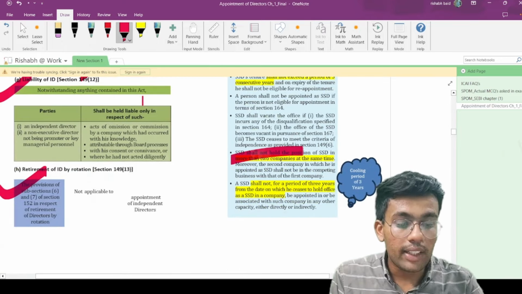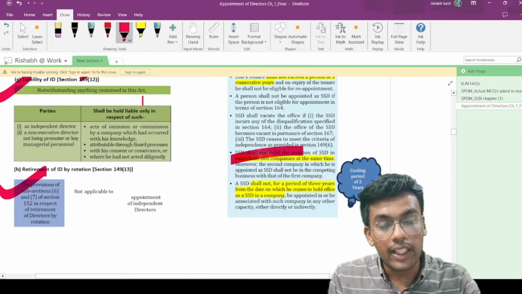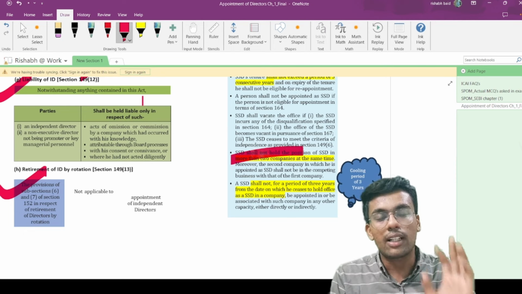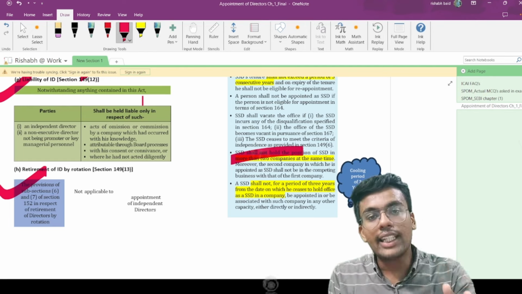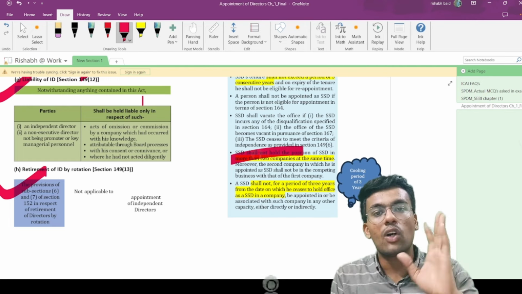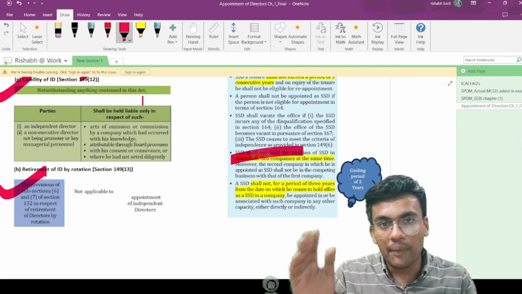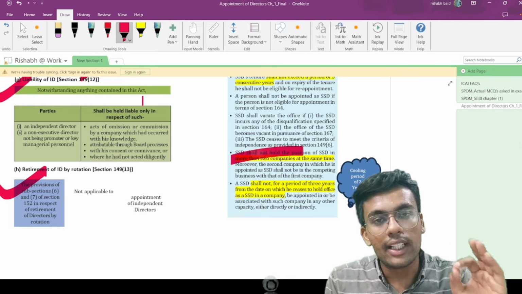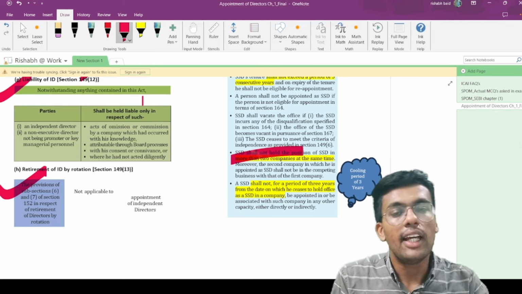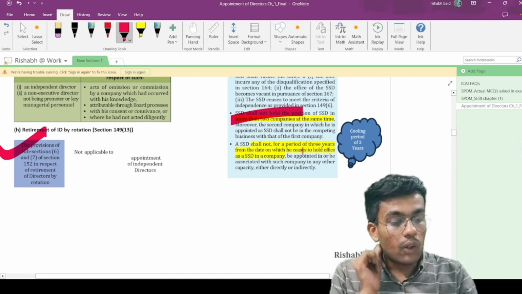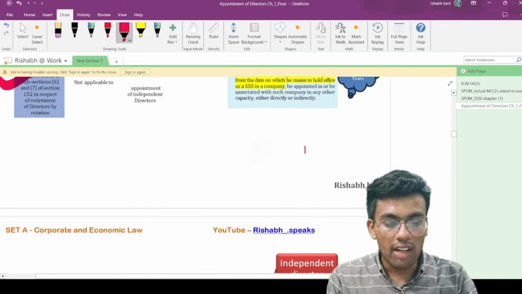Apart from that, can a small shareholder be a director in more than one company? This particular question was asked in my examination. The answer is yes. He can be a small shareholder director in a maximum of 2 companies, provided the other company is not in the same business. Let's say company X is into the textile business, company Y is also into the textile business. Then he cannot be appointed as small shareholder director in company Y. He can be appointed in either of the companies. Now the cooling period of 3 years, this one also we have discussed.